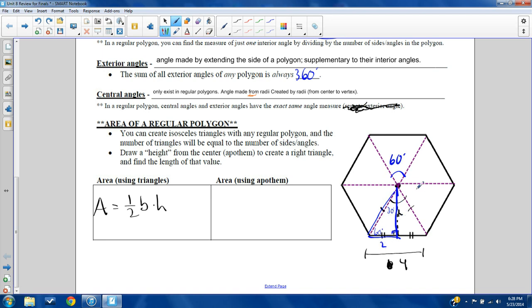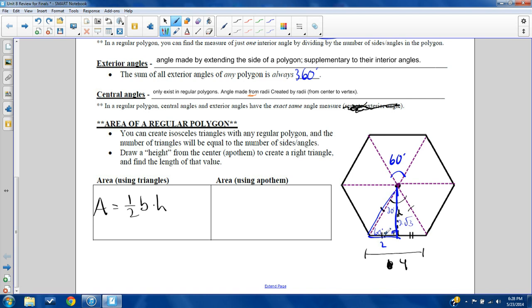I can use special right triangles, I can do anything else like that. So the important thing here is that you need to find the area of this guy by finding this height right here. You find this height by using some trig, and I'm going to save you the trig because we practiced that before. But you use trig, and you would get that the height is 2√3. So you find the area of the triangle.